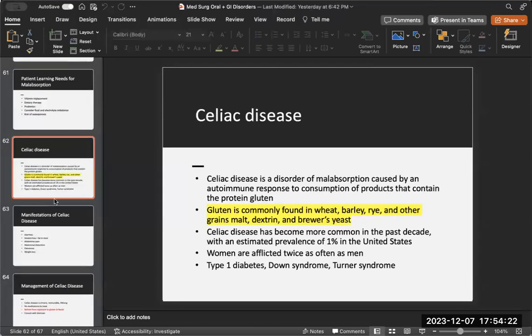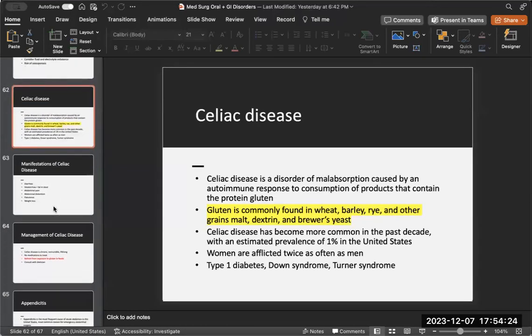Now, one of the other diseases that I think is really important is celiac disease. This is a disease of malabsorption. It's autoimmune, and you cannot absorb gluten. And gluten's in a lot of things like wheat, barley, rye, grains, malt, dextrin, brewer's yeast. It's in almost everything. And here's the problem: if you have celiac disease, you have an intolerance to gluten, and the gluten, if you do eat it, it can eat away your intestines.